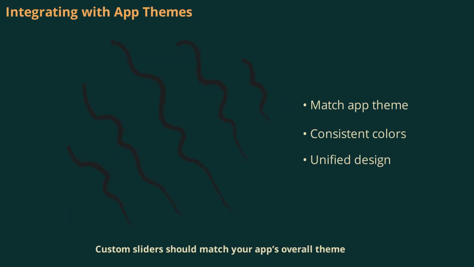Custom sliders should match your app's overall theme. Use your app's color scheme, typography, and shapes to ensure consistency. Jetpack Compose makes it easy to access theme values, so your sliders always look like a natural part of your app.